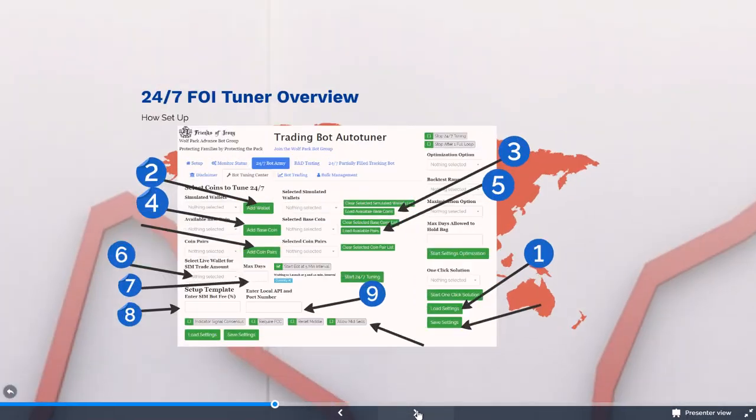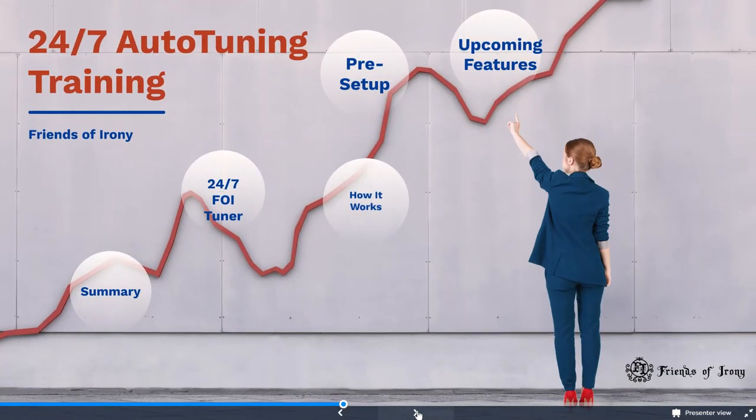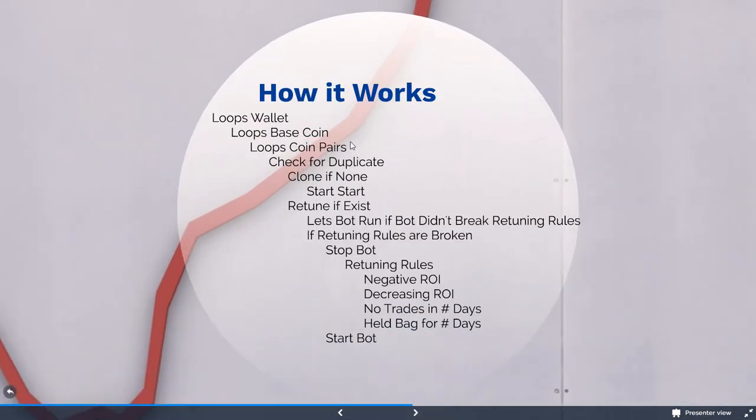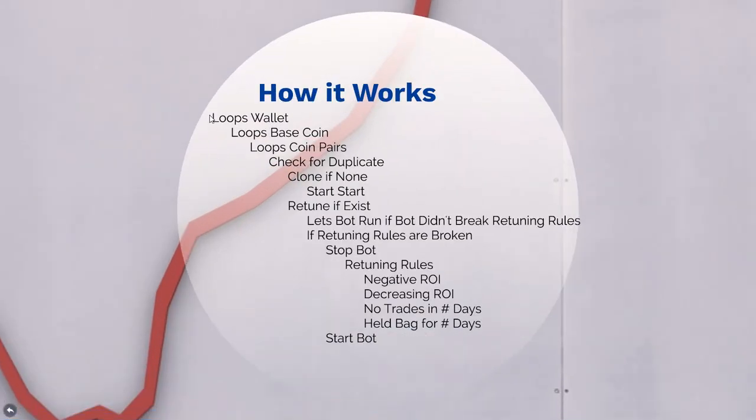All right, so basically how it works is it loops through all the wallets that you give it, the base coin that you selected, and the coin pairs that you selected. Then it checks for duplicates of bots that were already created. If there is none, it'll start a new bot. If it already exists, it checks to see if there's a duplicate template already created. If not, it'll create a new template.